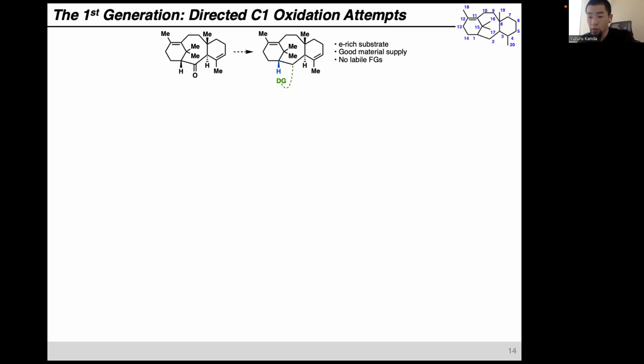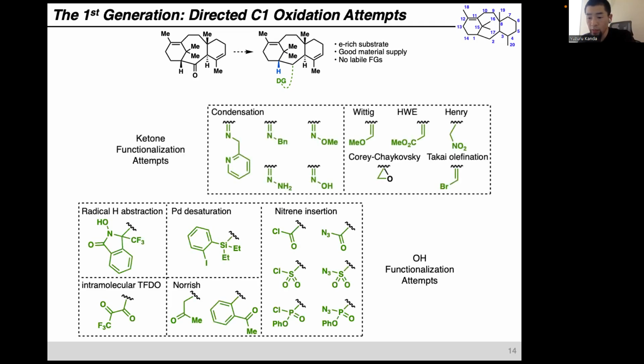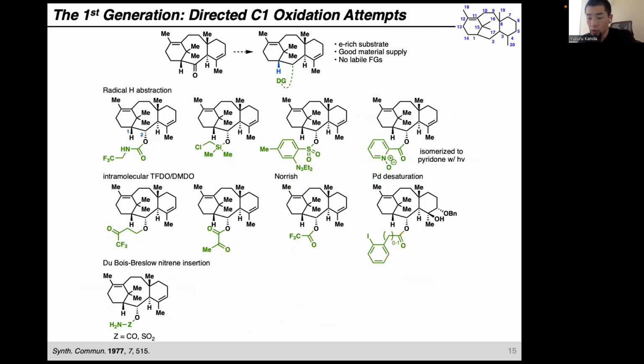So we took advantage of this CH bond close to the C2 functionalities, and we examined a number of directing groups taking advantage of this ketone or alcohol. However, it turned out that the C2 position is extremely hindered, so even putting a directing group was challenging. Here I'm showing some compounds that we could actually synthesize, but long story short, no C1 oxidation was observed.